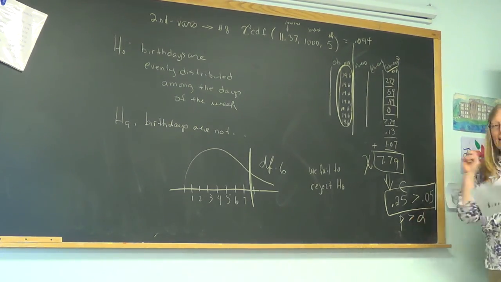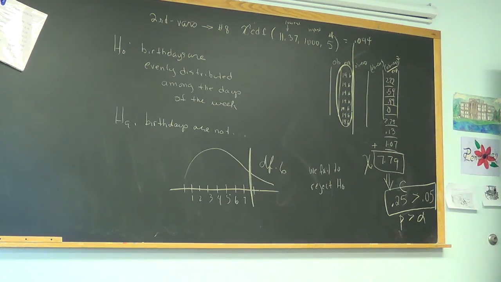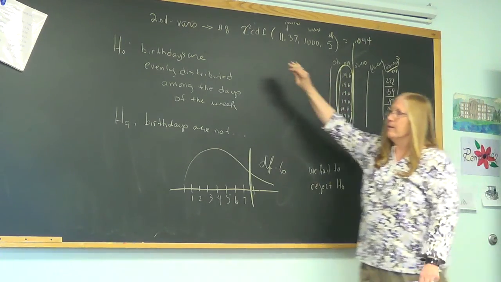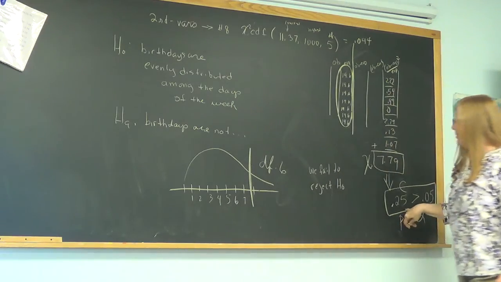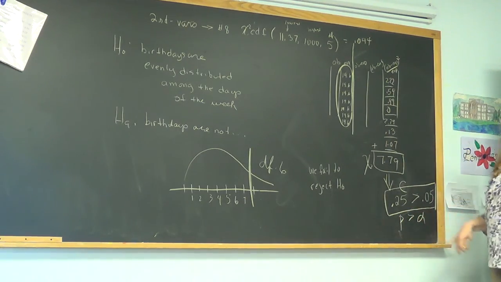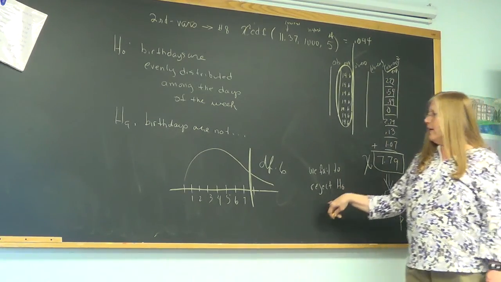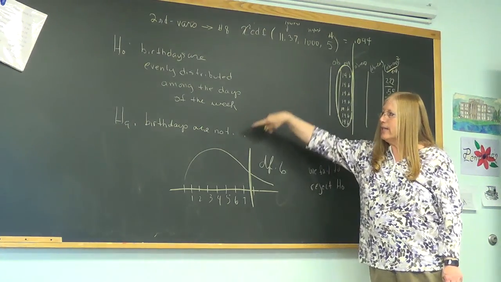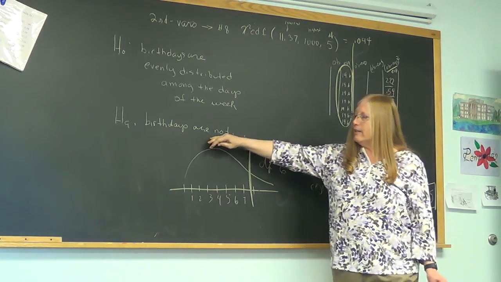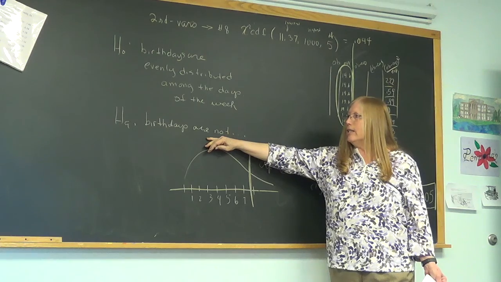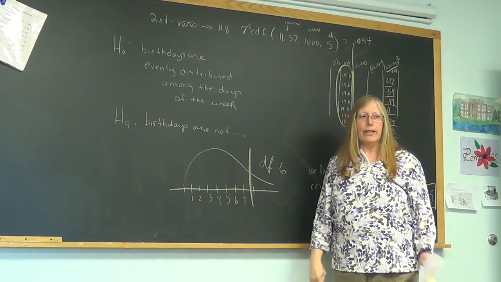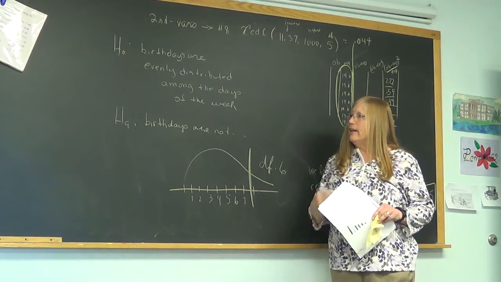If P is way little, the probability is so small that this is true, we're going to reject it. This was not way small. It was bigger than alpha, and we fail to reject. So therefore, we say there's not enough evidence to say birthdays are not evenly distributed across the days of the week.